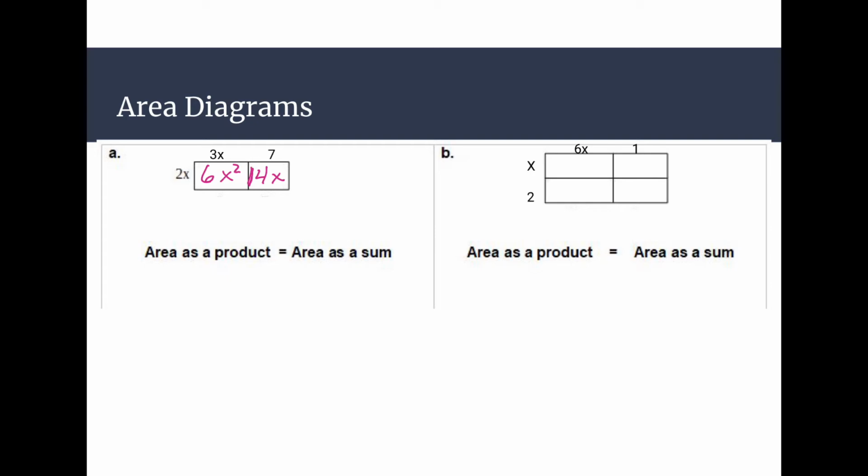So area as a product, 2x times the top, and that's going to equal my area as a sum, which is 6x squared plus 14x. And as we talked about, that's just distributing, right? So we distributed here, we distributed there.